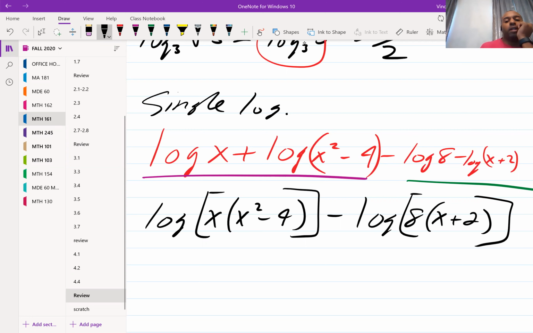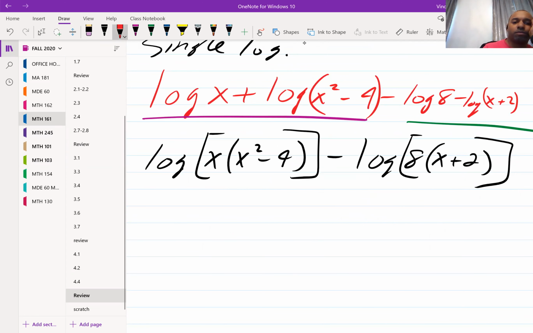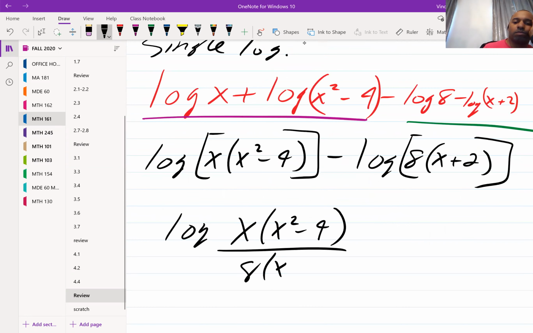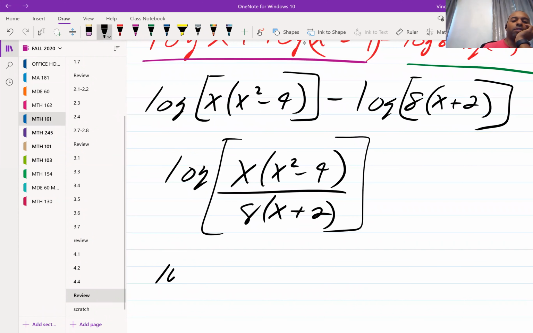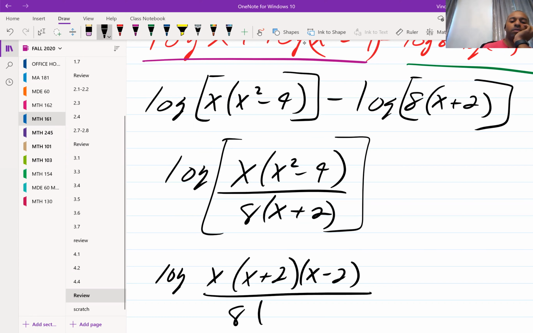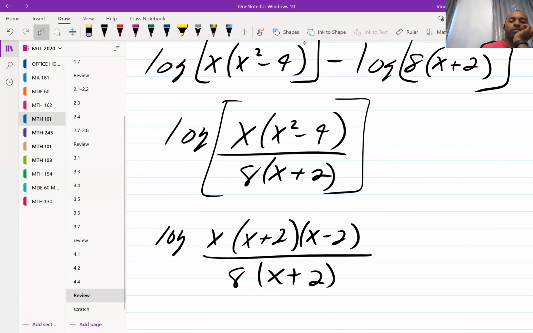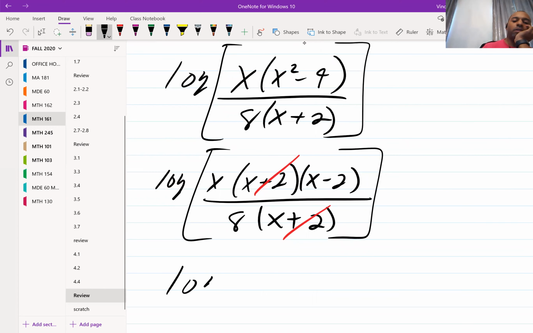So you can bring them together like that. And ultimately this minus sign will make us set up division. And really we can simplify this. I'm assuming they want you to go ahead and simplify it further, since x squared minus 4 is x plus 2 times x minus 2. And the x plus 2 factors cancel. And then it'll be log of x times x minus 2, over 8.